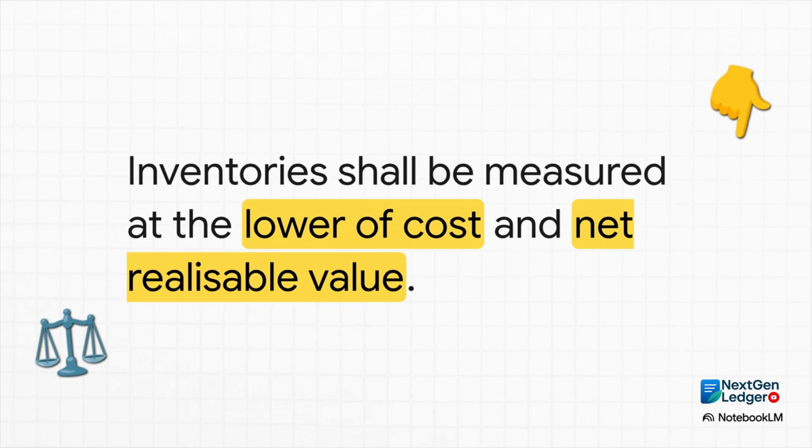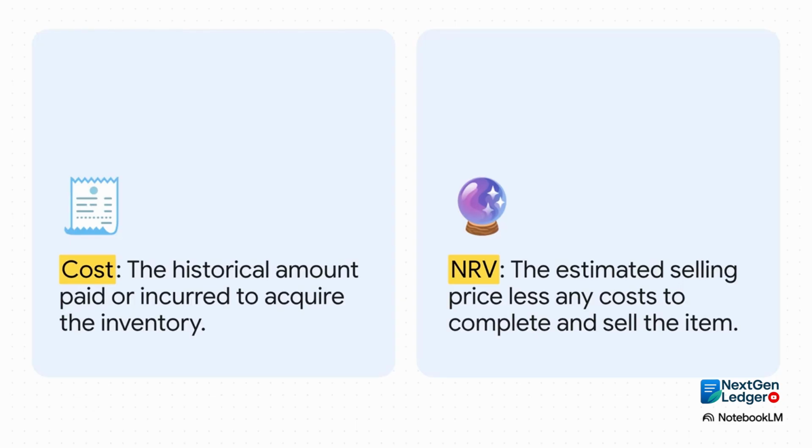You have to value your inventory at whichever number is lower, the cost that you just calculated, or something called net realizable value. So what's the difference? Well, cost is all about the past. It's what you already paid to get the item. Net realizable value, or NRV, is all about the future. It's what you think you can sell it for, minus any extra costs you'll have to pay to get it sold, like packaging or a sales commission. You do the math for both, and you have to pick the smaller number.